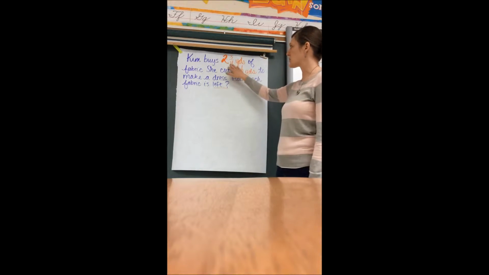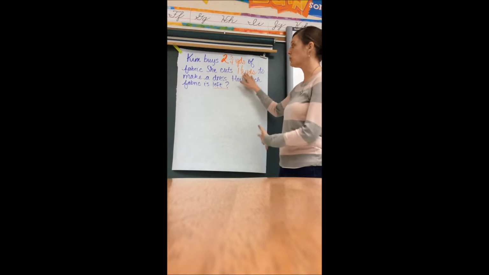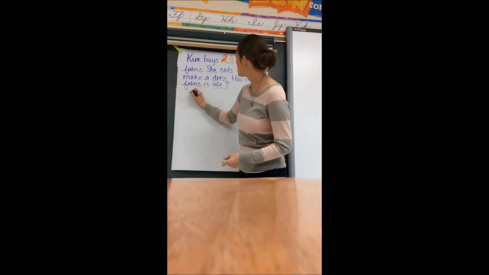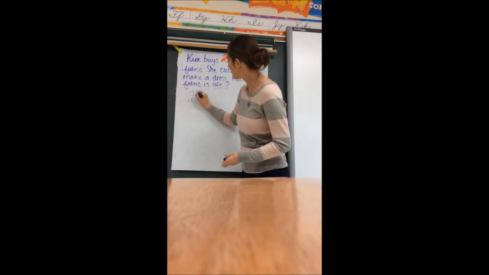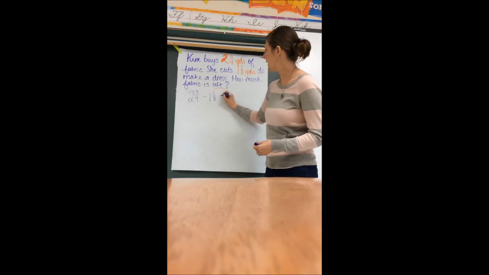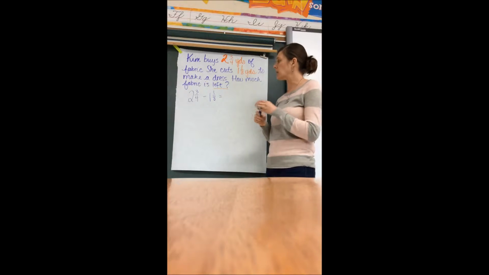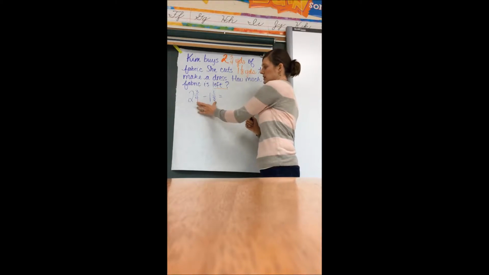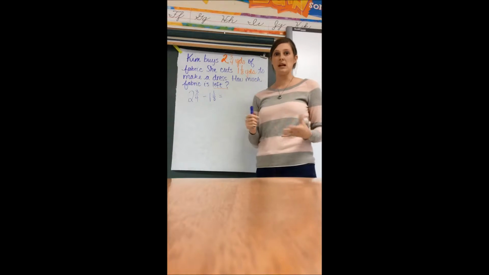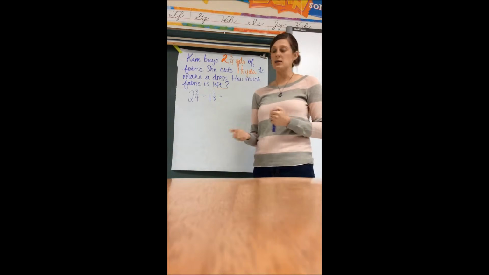So we see that she starts with a certain amount, and we see that she's removing some of it. So we know this is subtraction. So we're going to be taking 2 3/4 minus 1 1/8. Again, we need to make sure that our fractional parts are the same. We have unlike fractions, and we need to find common denominators before we can subtract.